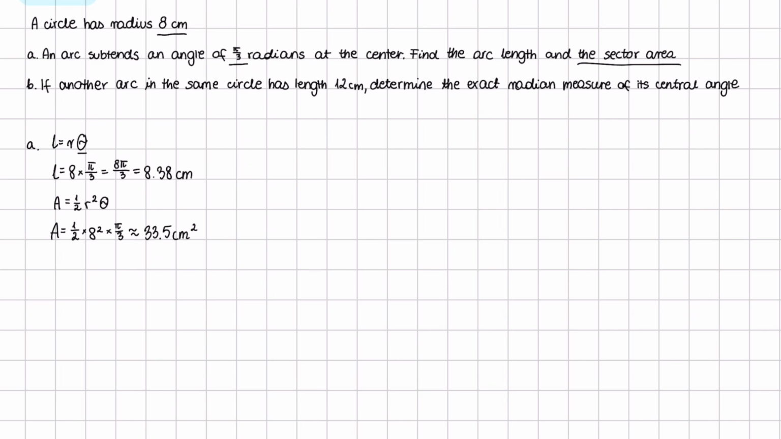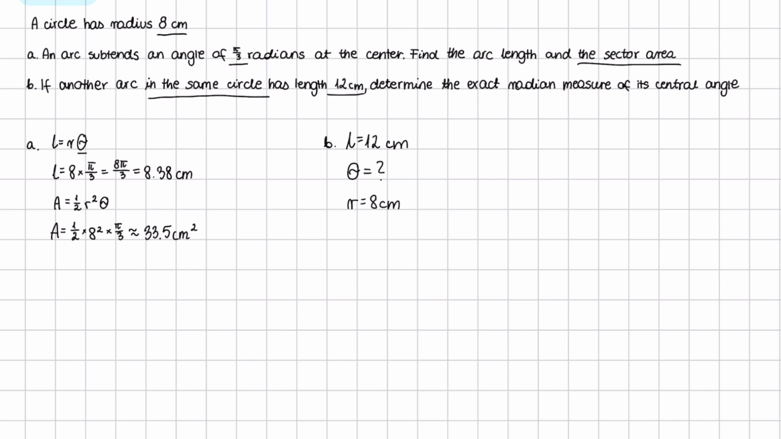B. If another arc in the same circle has length 12 centimeters, determine the exact radian measure of its central angle. So we have our length, so length is 12 centimeters. We have to determine the exact radian measure of its central angle. So we're looking for an angle, so for the theta, and we know that our radius is still the same because we have the same circle.